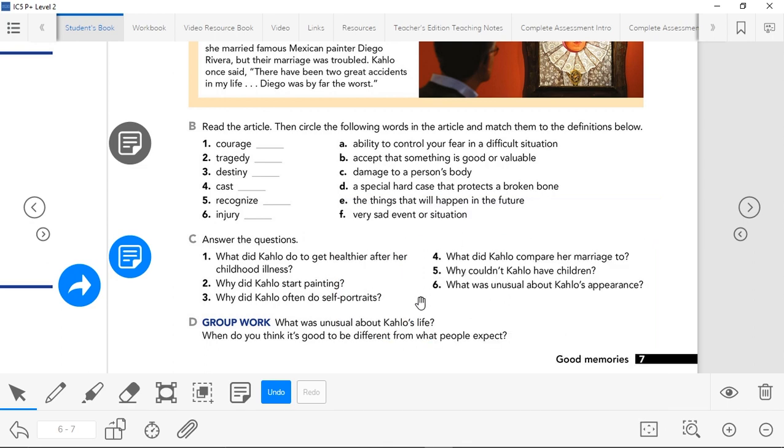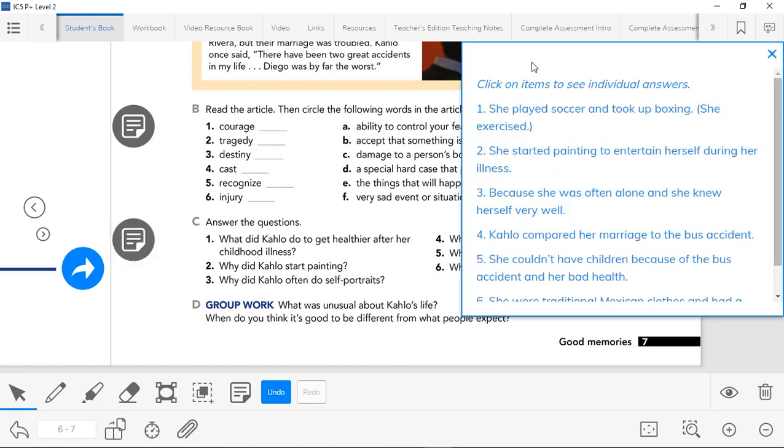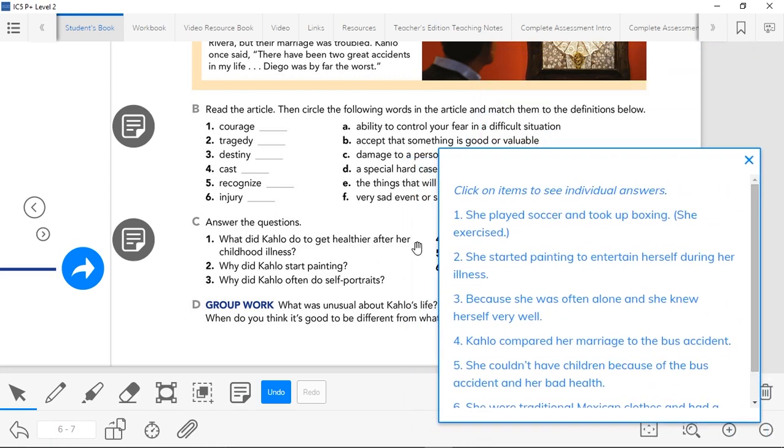And the second part is to answer the 6 questions, okay? So take your time to read the questions and answer them. You finished? Let's check. So, for question number 1, what did Kahlo do to get healthier after her childhood illness? Well, she played soccer and took up boxing. She exercised. Why did Kahlo start painting? She started painting to entertain herself during her illness.